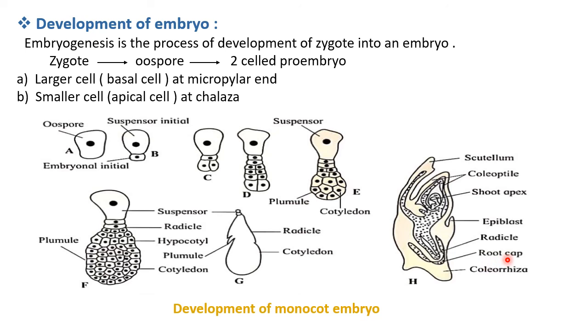So in this way, the development of embryo occurs after fertilization. And finally, ovule is transformed into the seed and ovary is transformed into the fruit. So in this session, we have learned double fertilization, development of an endosperm and embryo. Remaining part we will see in our next session.